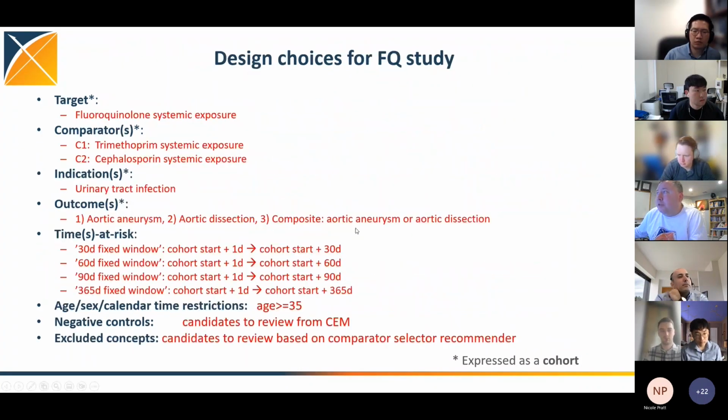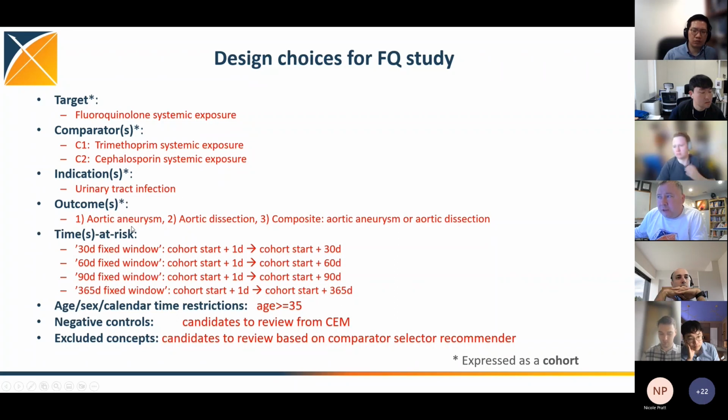So, design choices for our fluoroquinolone study. Where I think we've landed, based on the draft protocol that's in our Odyssey MS Teams as well as all the way through yesterday's conversation about the outcome, is that we have one primary target cohort, and that's fluoroquinolone systemic exposures. We have two comparators: trimethoprim systemic exposures and cephalosporin systemic exposures. This is all going to be nested within one indication, and that's urinary tract infections.